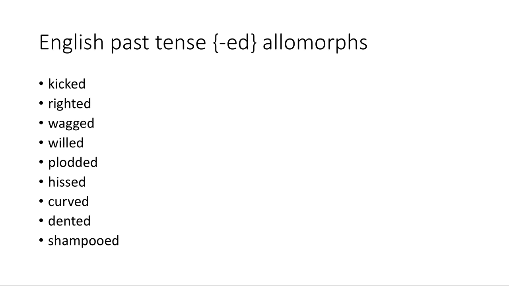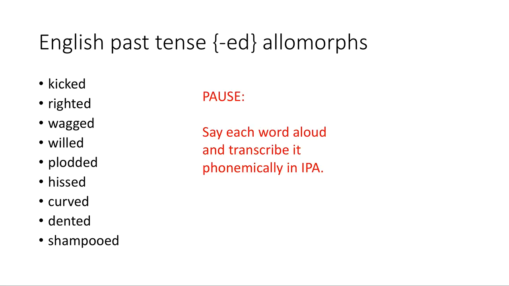We're going to do the exact same thing with the past tense, what we say is the ed allomorph. So I have another list of words here. Kicked, righted, wagged, willed, plotted, hissed, curved, dented, shampooed. Take a pause, say each word aloud, and transcribe it phonemically. And we'll do the same thing looking for patterns. Go!